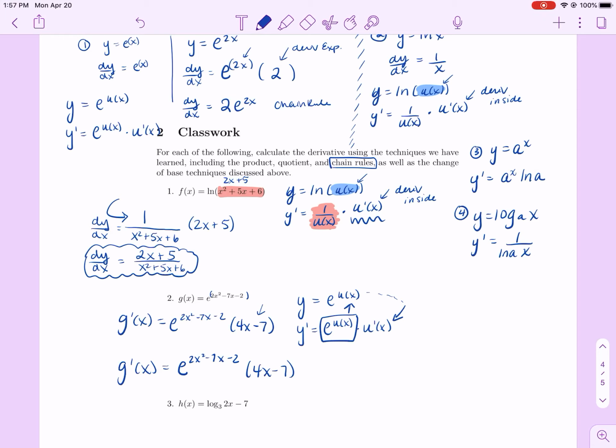I hope that helps you get through the classwork a little bit better. We'll be practicing more of these, writing the equation of the tangent lines, finding maxes and mins and things like that later on Wednesday and on Friday as well.